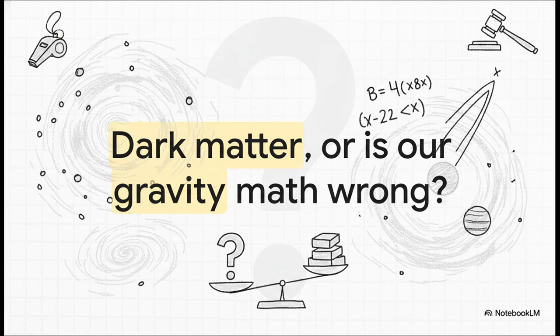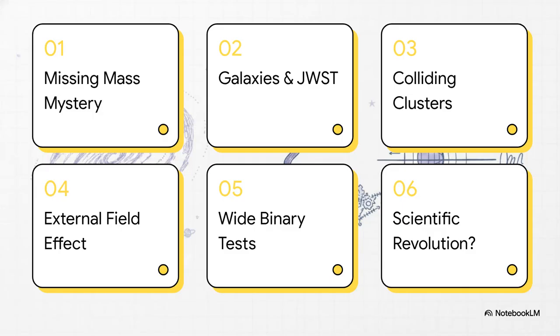We're going to act as impartial referees in this massive scientific clash, because right now, the very math holding the cosmos together is being put to the ultimate test. Here's our roadmap for today. We're looking at the missing mass mystery, galaxies and the JWST, colliding galaxy clusters, the external field effect, wide binary star tests, and finally asking if we are in the middle of an unfolding scientific revolution.